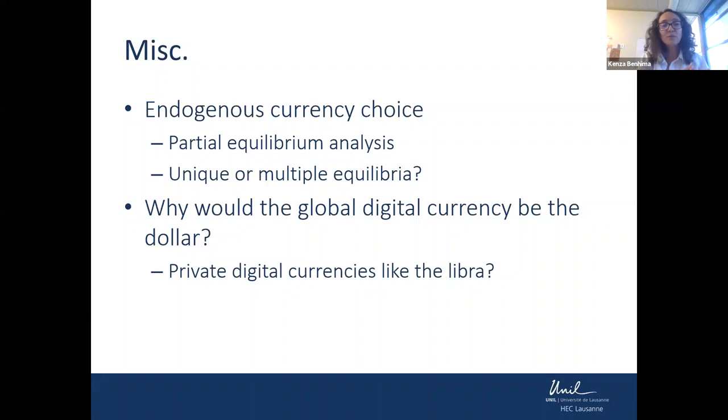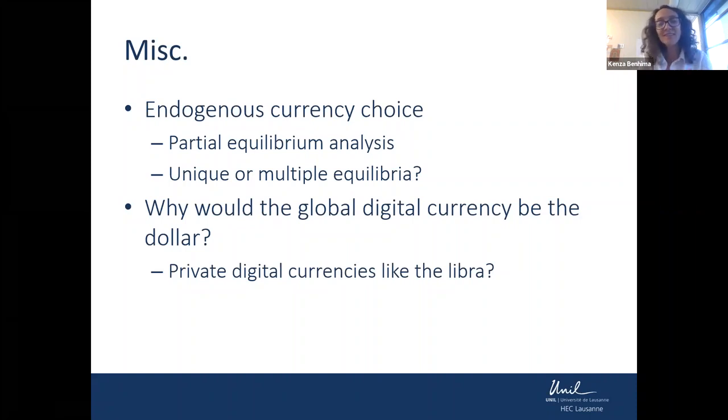So finally, two minor points. In your paper, the currency choice is endogenous, and you focus on a partial equilibrium analysis, but I wonder if you could also look at the general equilibrium, whether the equilibrium is unique or multiple, and maybe if you have some exogenous fraction of foreign currency pricing, what is the fraction that will drive the equilibrium from one type of pricing to another type of pricing?